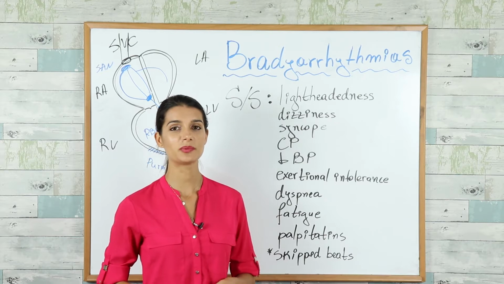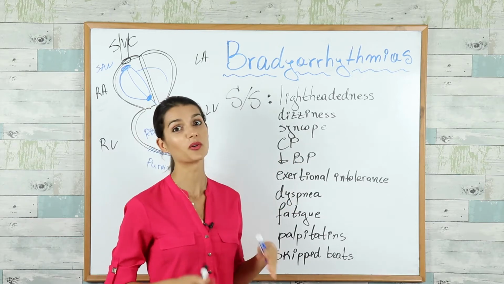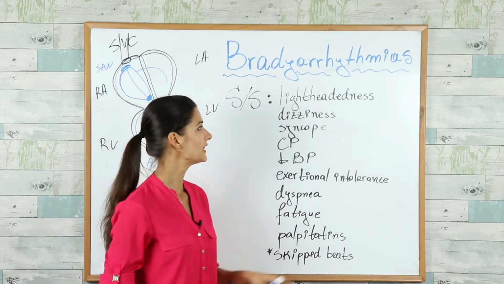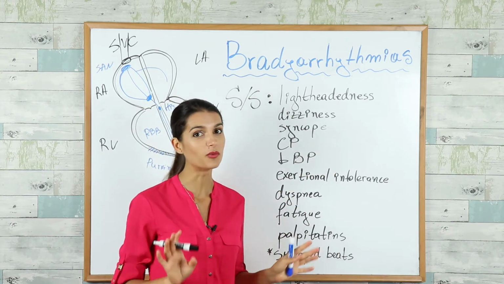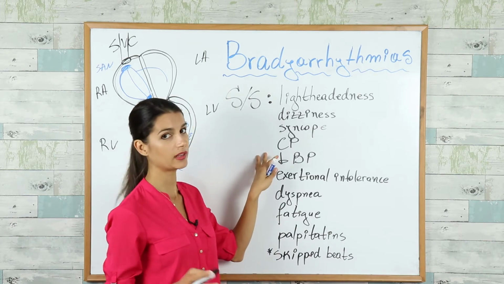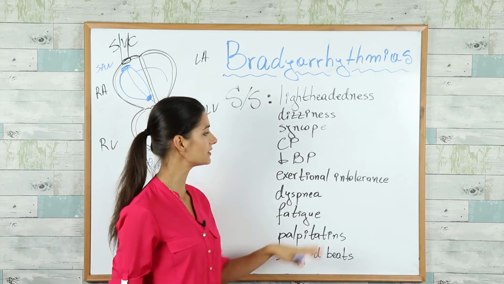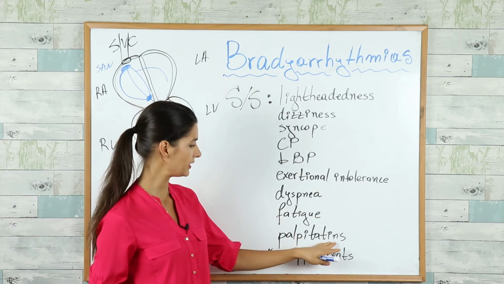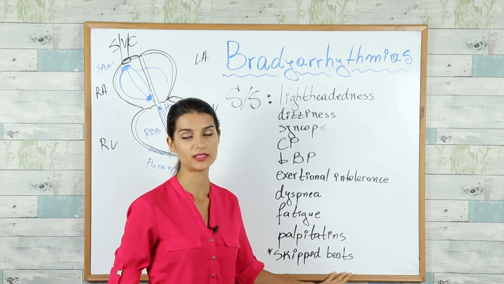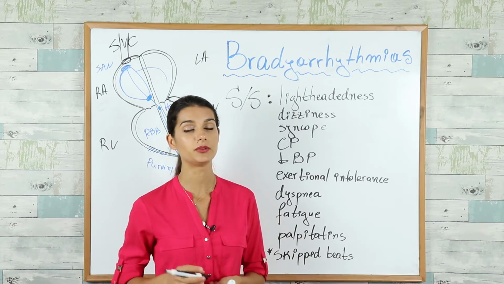Patients with bradyarrhythmias present with one or more or all of the following: lightheadedness, dizziness, syncope or fainting or almost fainting. Chest pain can be present, hypotension, exertional intolerance. Also, they can have dyspnea, fatigue, palpitations, and even skipped beats, especially in the second and third degree AV blocks.